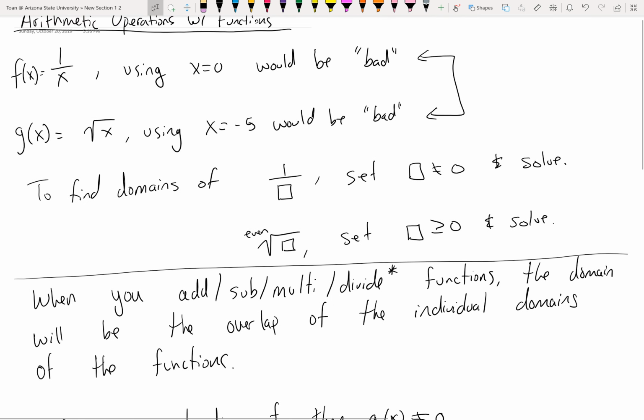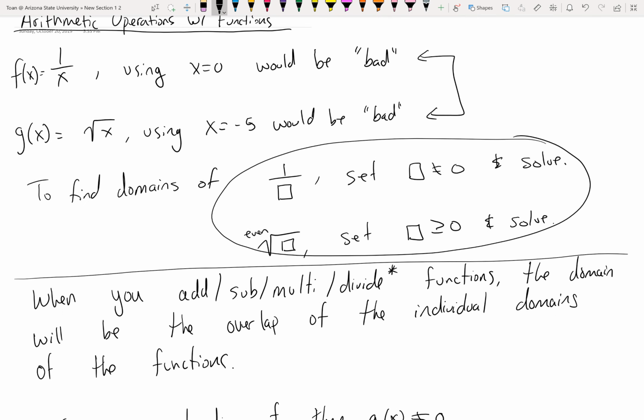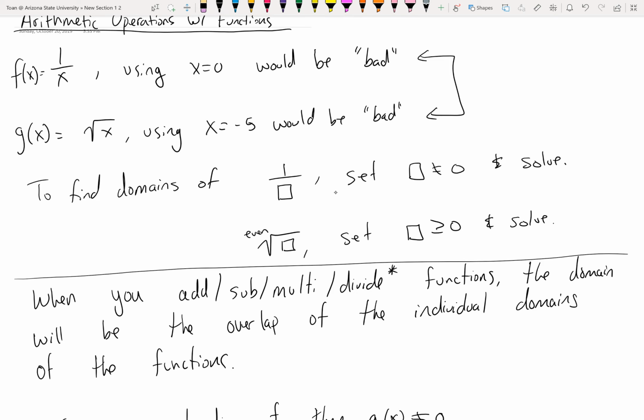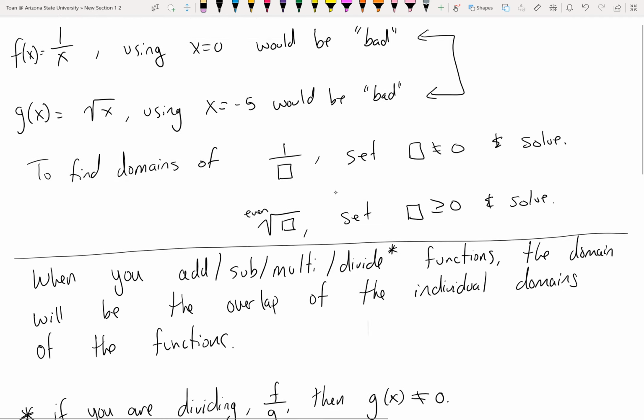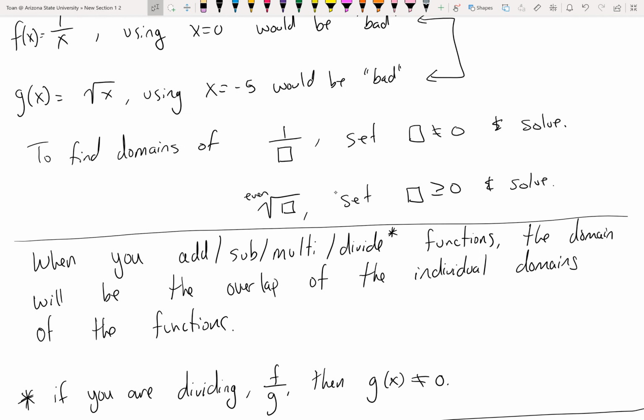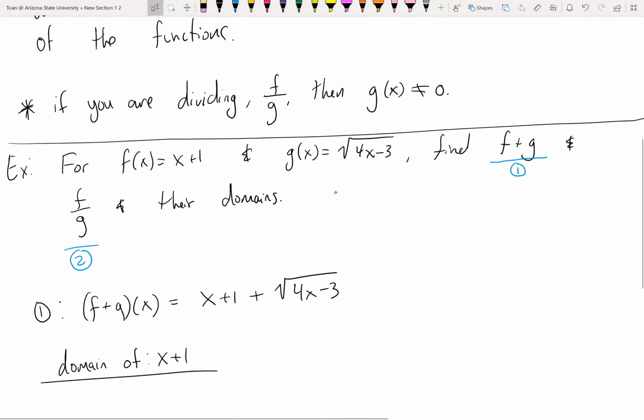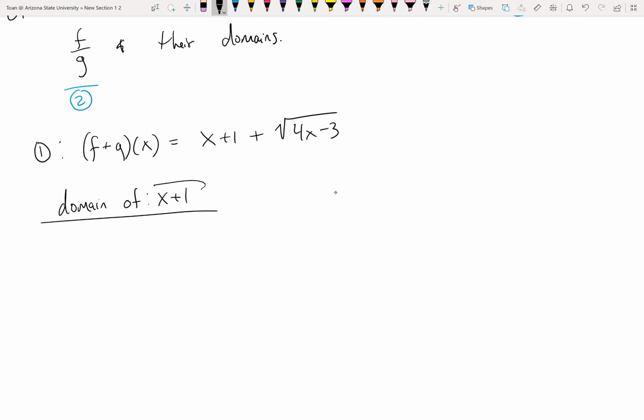These are the two bad things to do: dividing by 0 and taking an even root of a negative number. So I'm going to ask myself those questions. Am I doing any division? Am I doing any radicals? So x plus 1, is there any division going on? The answer should be no. It's just a linear function.